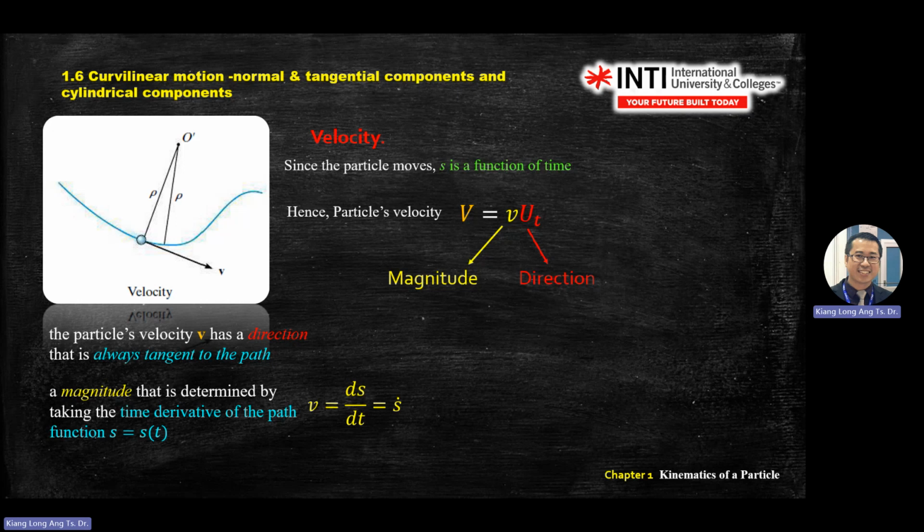Okay. How to find the magnitude of V? You recall in the earlier chapter, V equals ds dt. V equals ds dt to find the magnitude. Direction, you just follow the axis, which are the T and N.